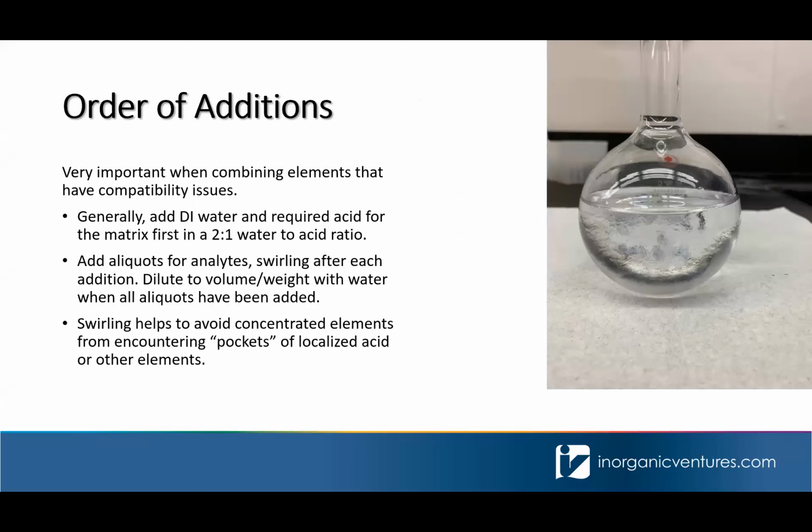Over the years, we've found that the order in which we combine elements impacts the overall solution stability. So we refer to this as order of additions. Typically, we start each solution with a mixture of water and acid at a 2-to-1 ratio. Then we add all the aliquots by quantitatively transferring them to the flask, swirling your flask in between each addition, so that we prevent any sort of exposure to a localized high concentration, either of the acids or the elements or a combination of the two.